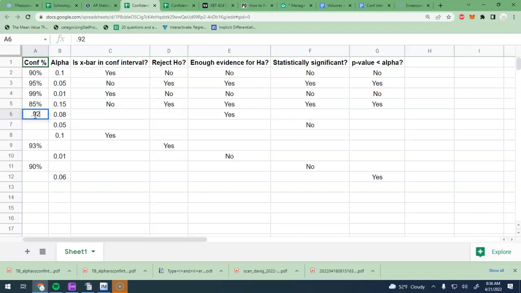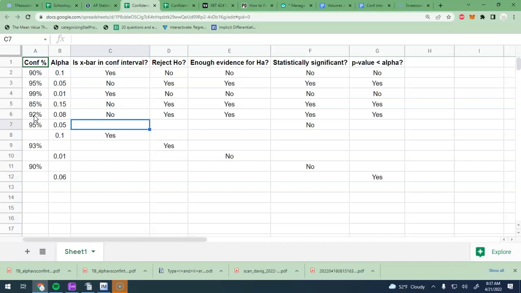This one would be 0.92, but then write it as a percent, so it'd be 92%. I told you there is enough evidence for HA. So if there's enough evidence for HA, what did we do with H0? We rejected it. That means our value is not in the interval. It is statistically significant. And then yes.